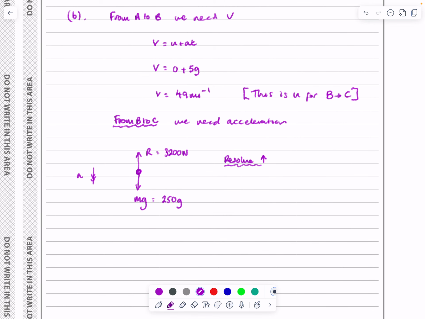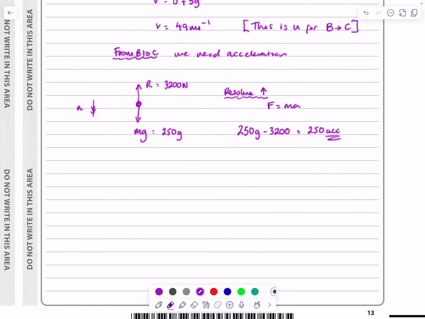So what's going to go on if I resolve vertically? I'm going to get F equals ma. I'm going to get 250 g minus the 3,200 is equal to mass times acceleration, is equal to 250 times this acceleration. This is what I want. I want to work out what that acceleration is. If you rearrange that, then we get that the acceleration works out to be equal to -3.